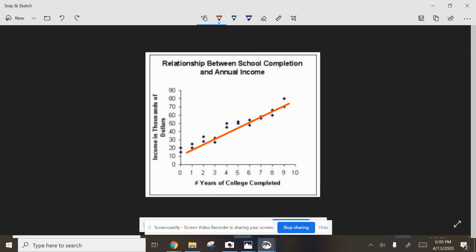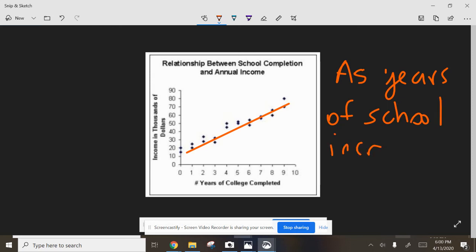So guys, take a look at this. How would you write a sentence that would explain what's going on here? Hopefully you understand. As years of school increases, I'm not going to write the whole thing, but the thousands of dollars increases as well. Increases, okay? So I know that doesn't look clean.